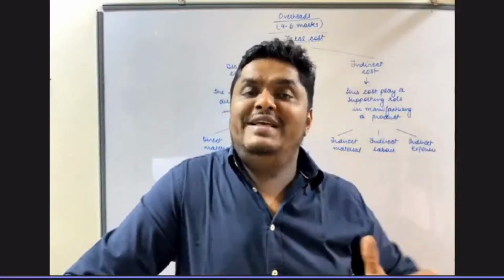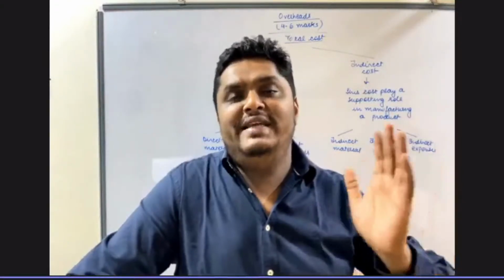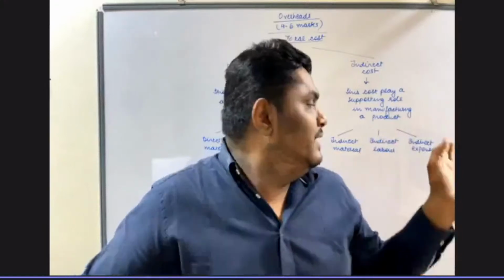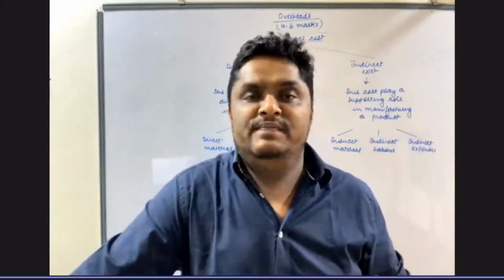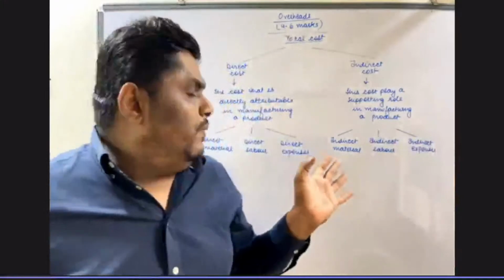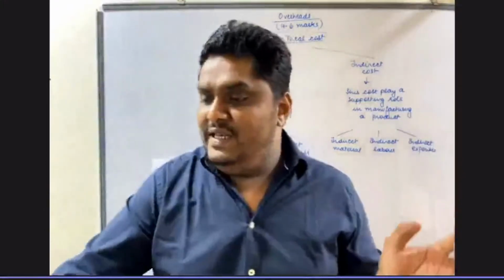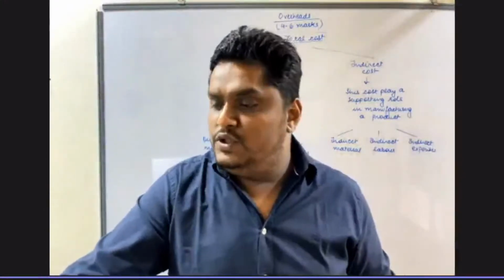When talking about indirect expenses, there is a long list: rent, depreciation, electricity, audit fees, etc., is covered in indirect expenses. Now, I hope this part is clear to all. If you have any doubts in this part, please post your queries.